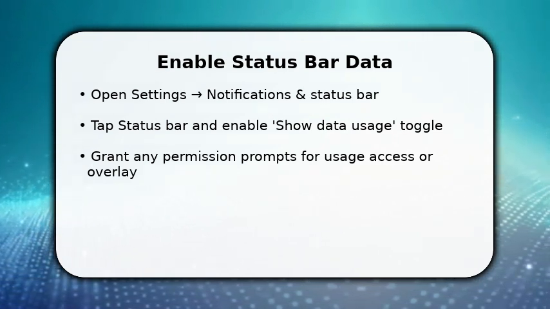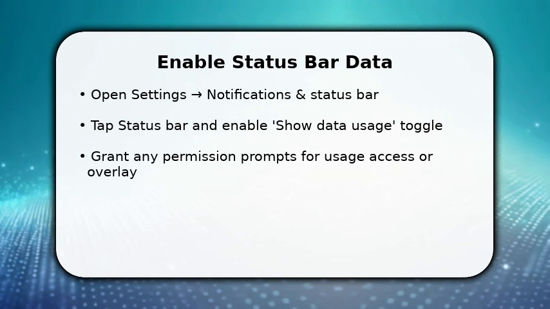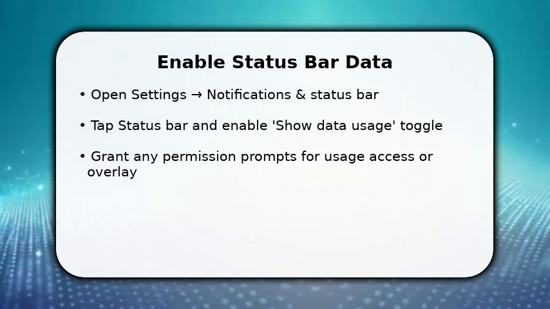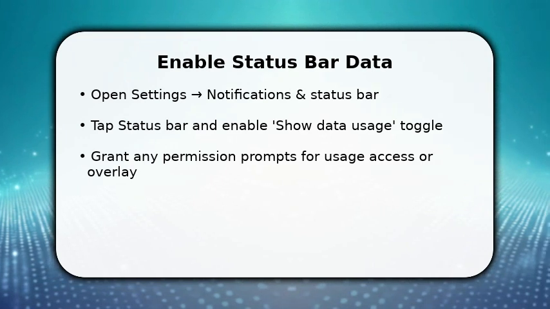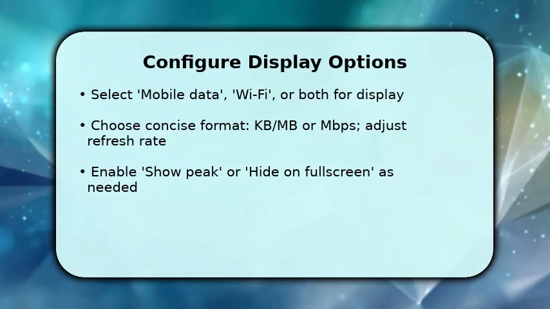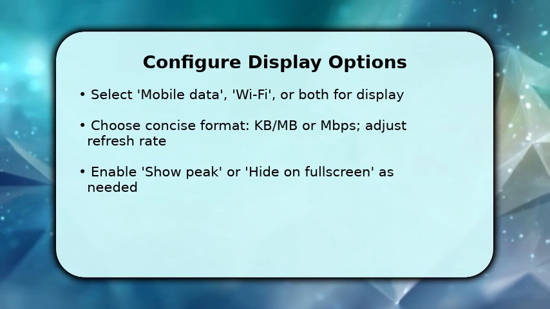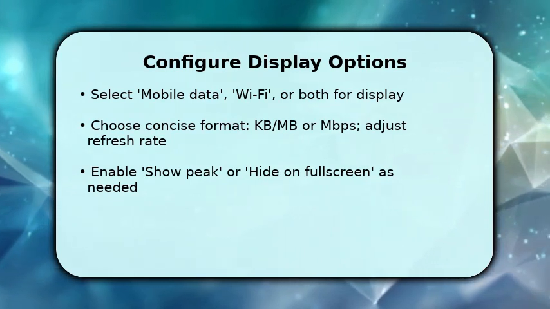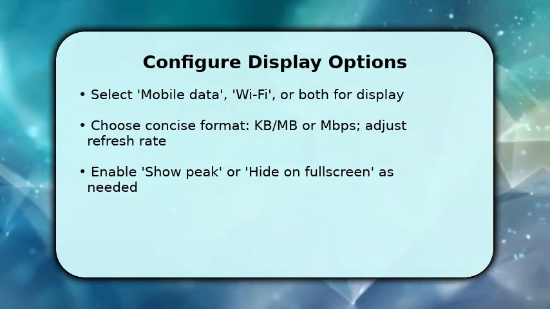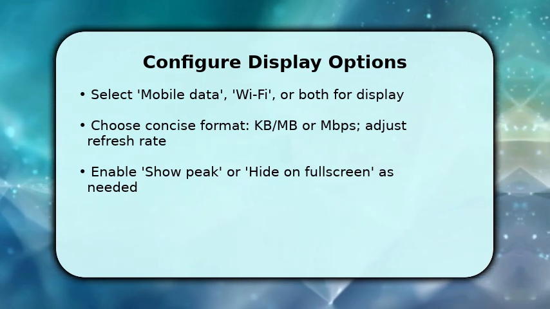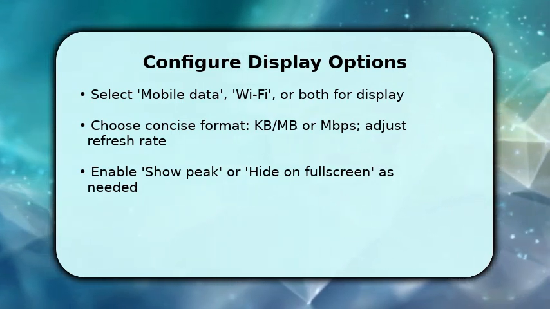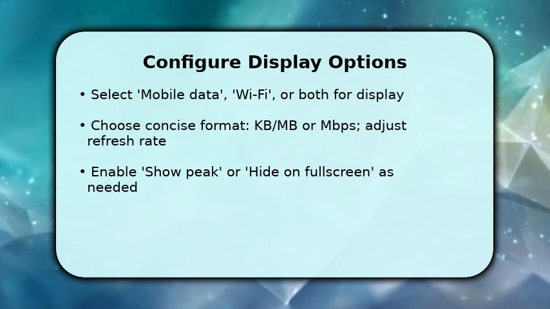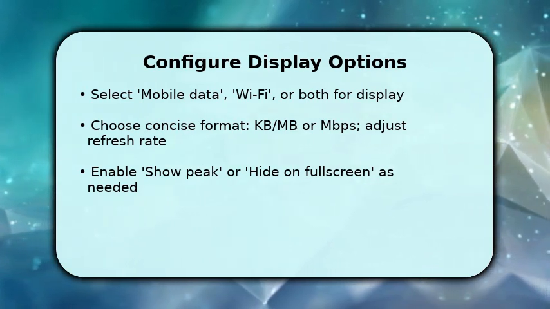Once done, make sure you've selected mobile and Wi-Fi display options if available so both data streams will appear on the bar. Next, configure what you want to see and why each choice matters. Choose mobile data, Wi-Fi, or both. You want only relevant counters to avoid clutter. Pick a format like KB/MB or Mbps depending on whether you track totals or speed.